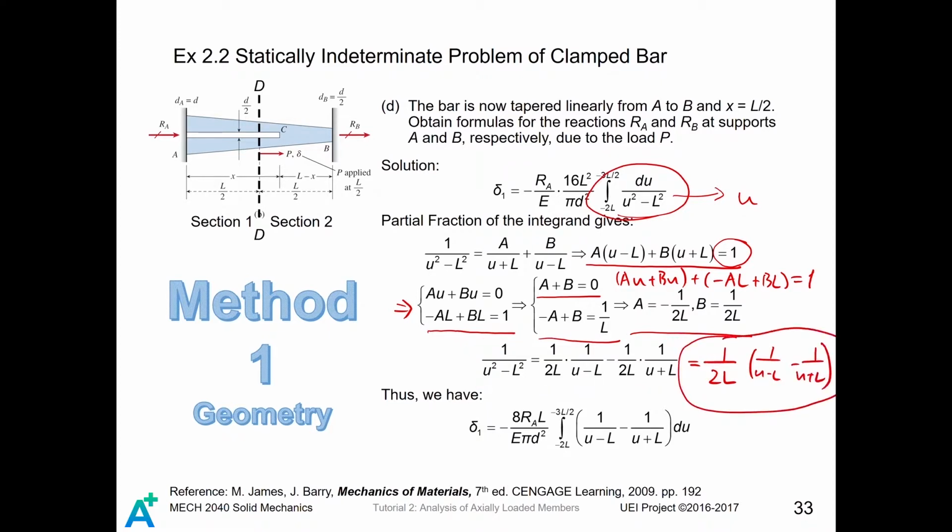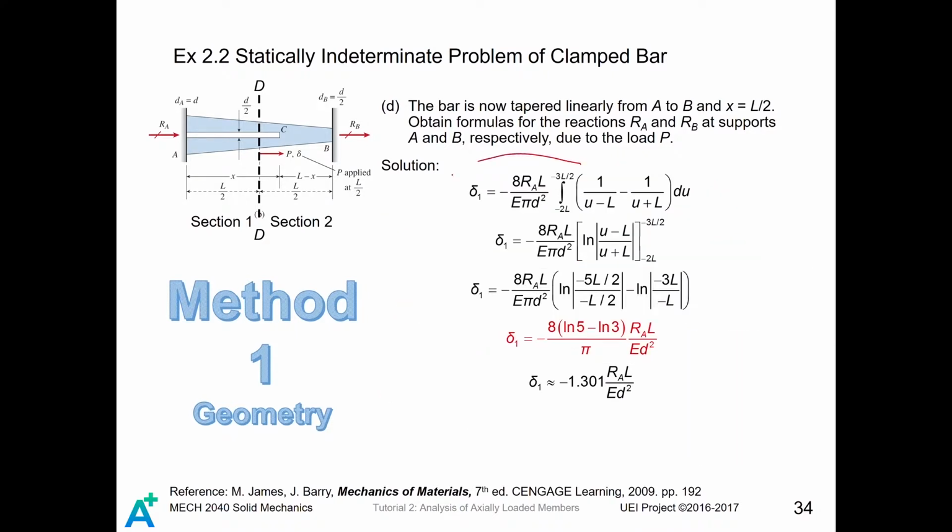Then we substitute this result into this integral. Now we integrate this integral such that it will become natural log of (u minus L over u plus L). The result will become this, which is pretty complicated. So bear in mind that example D is just giving you some basic ideas about some mathematical concepts to be applied in this problem.